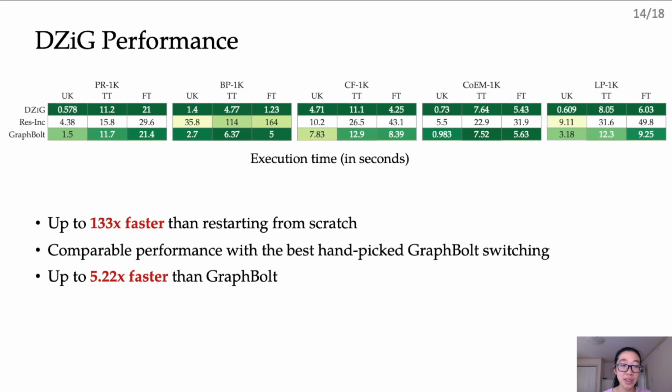Note that these performance numbers are for DZiG without the adaptive processing model, so the performance gains are purely because of Delzero-aware incremental processing. If the adaptive processing model is turned on, DZiG's numbers will be even better.